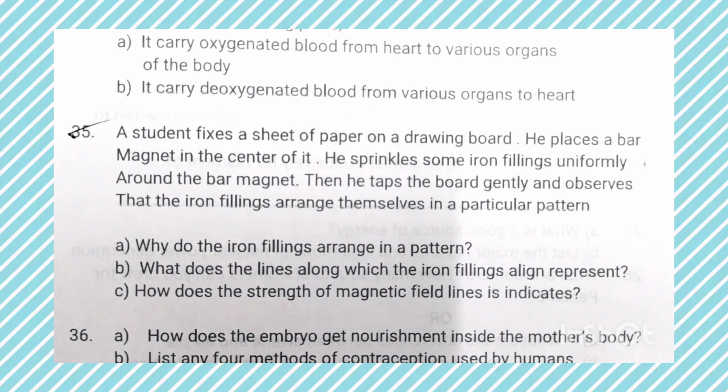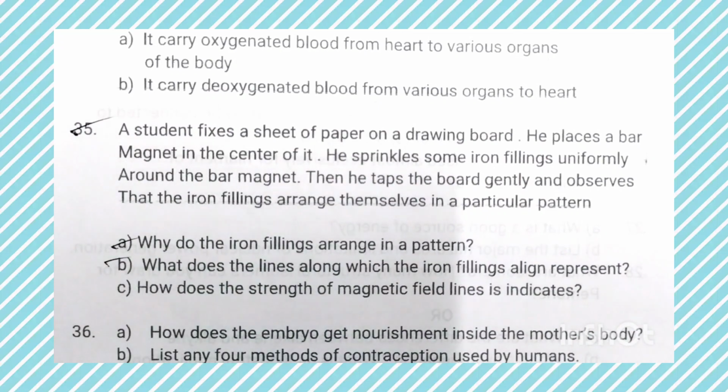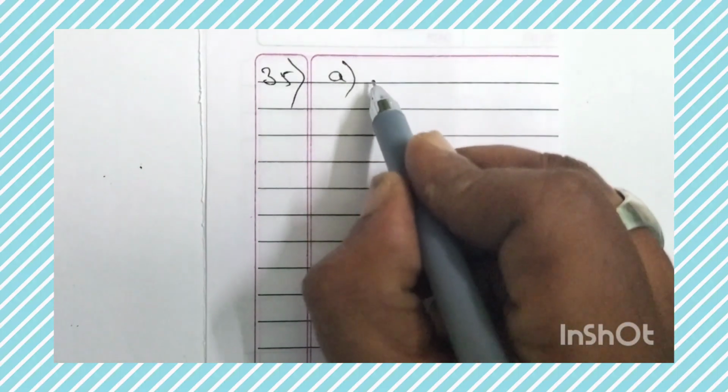The first question is, why do iron filings arrange in a pattern? Next, what do the lines along which the iron filings align represent? Then how is the strength of the magnetic field indicated? So these are the 3 questions that we have to answer. So the first question is, why do the iron filings arrange in a pattern? So let us answer this one.